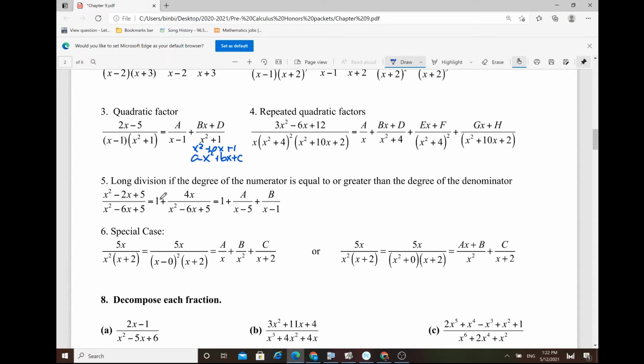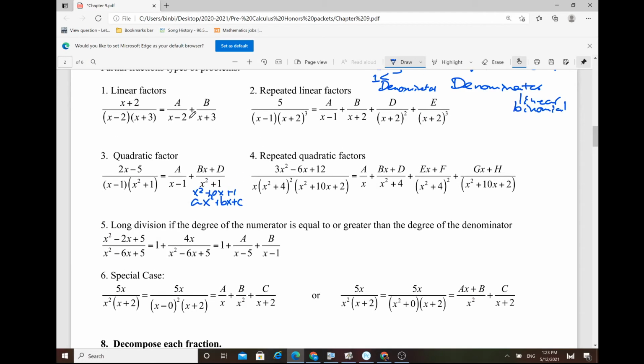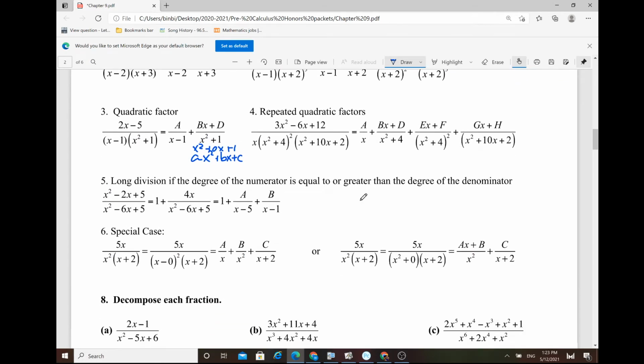So this one is being written as 1. And then for this rational expression, we want to decompose it into two different rational expressions. So factor the denominator, we got x minus 5, x minus 1. So linear factors, so A over x minus 5, B over x minus 1. Just like going back to what we have in case 1, linear factor.